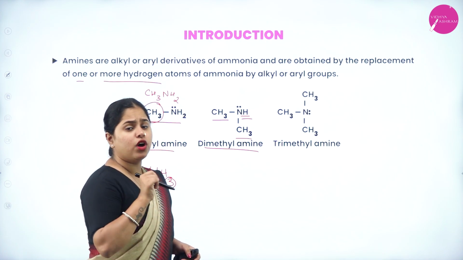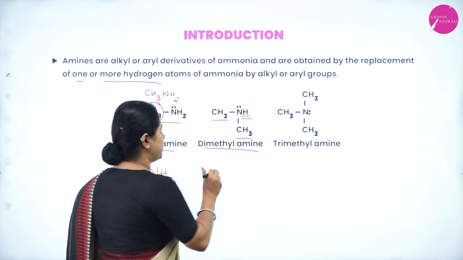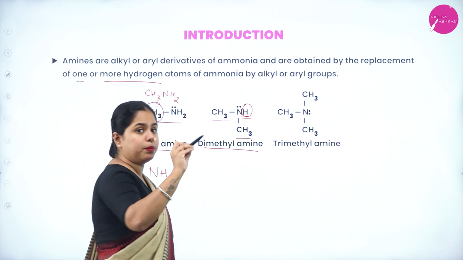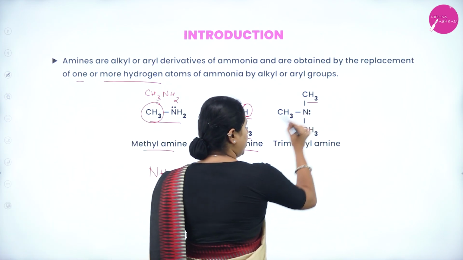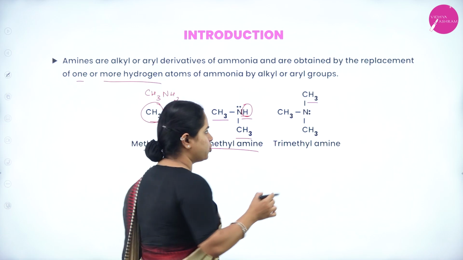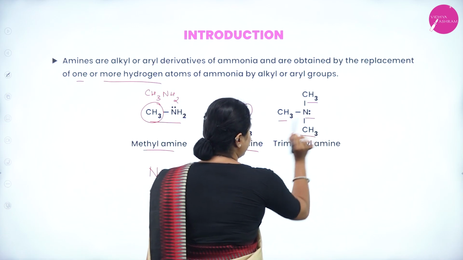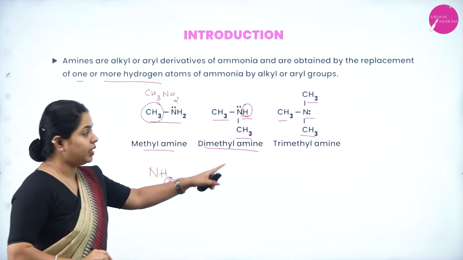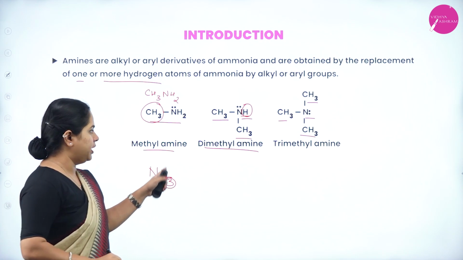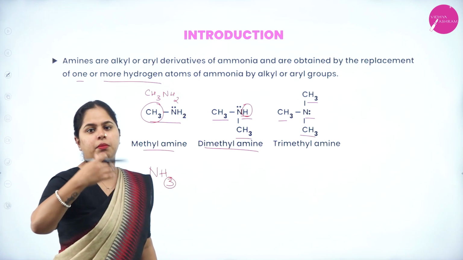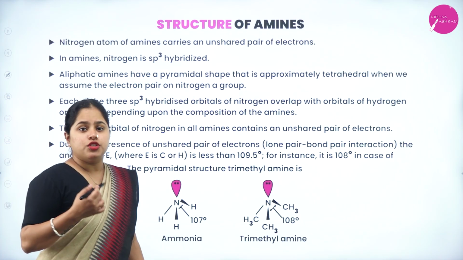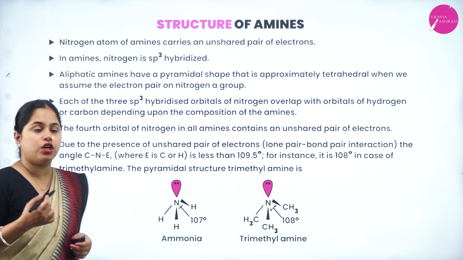Now, there is one more hydrogen atom that can be replaced. This hydrogen atom can also be replaced by another alkyl or aryl group. So you can see here, one more methyl group is added. So you have CH3, CH3, CH3, N. So this is trimethyl amine. So you can have methyl amine, dimethyl amine or trimethyl amine by replacing hydrogen atoms one by one. Clear? So now let us understand the structure of amines.